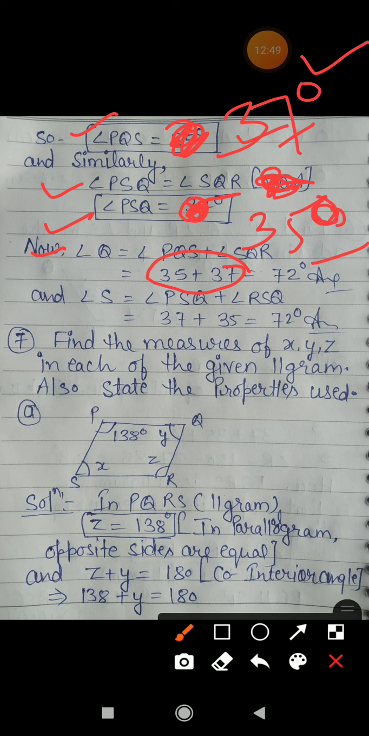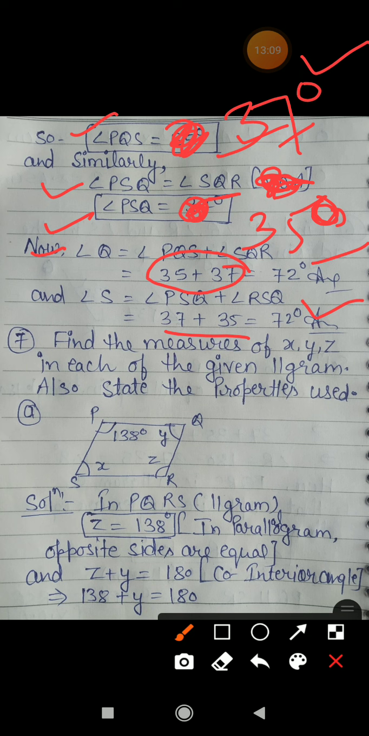And what is the value of angle S? Angle S is equal to angle PSQ plus angle RSQ, and then after you add these values, it is also equal to 72, because opposite angles are equal in a parallelogram. That's why.